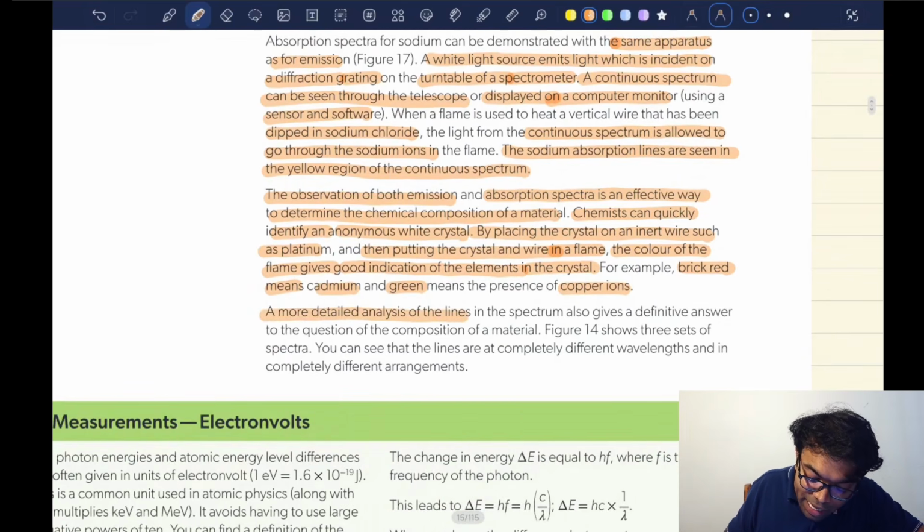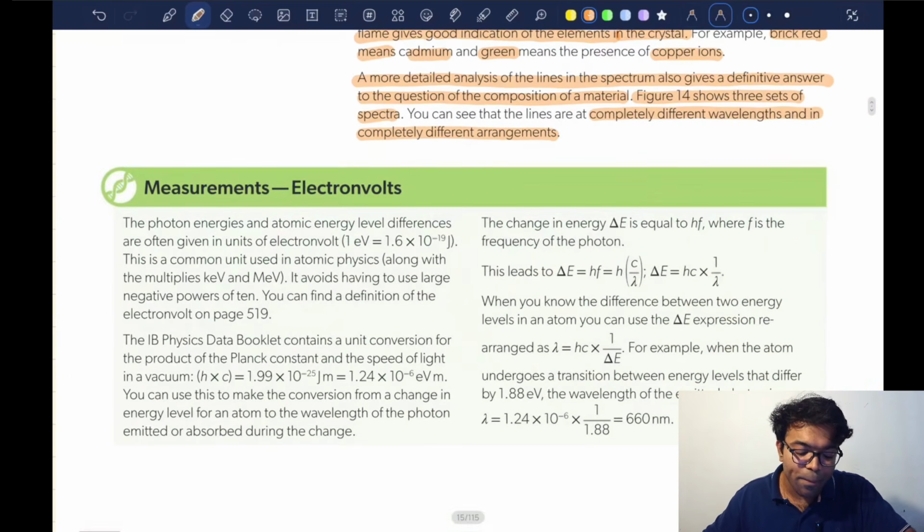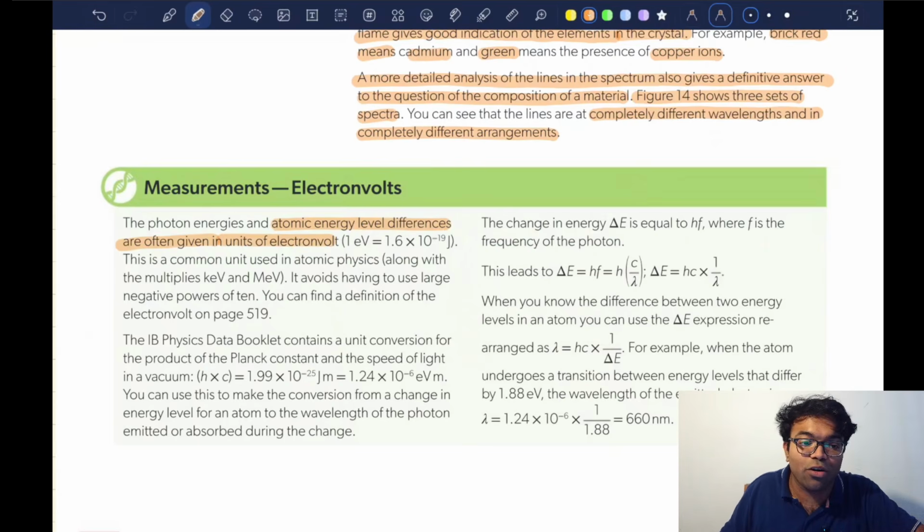A more detailed analysis of lines in the spectrum also gives a definitive answer to the question of the composition of materials. Figure 14 shows three sets of spectra. You can see that the lines are at completely different wavelengths and in completely different arrangements. Next, measurements in electron volts. The photon energies and atomic energy level differences are often given in units of electron volts.